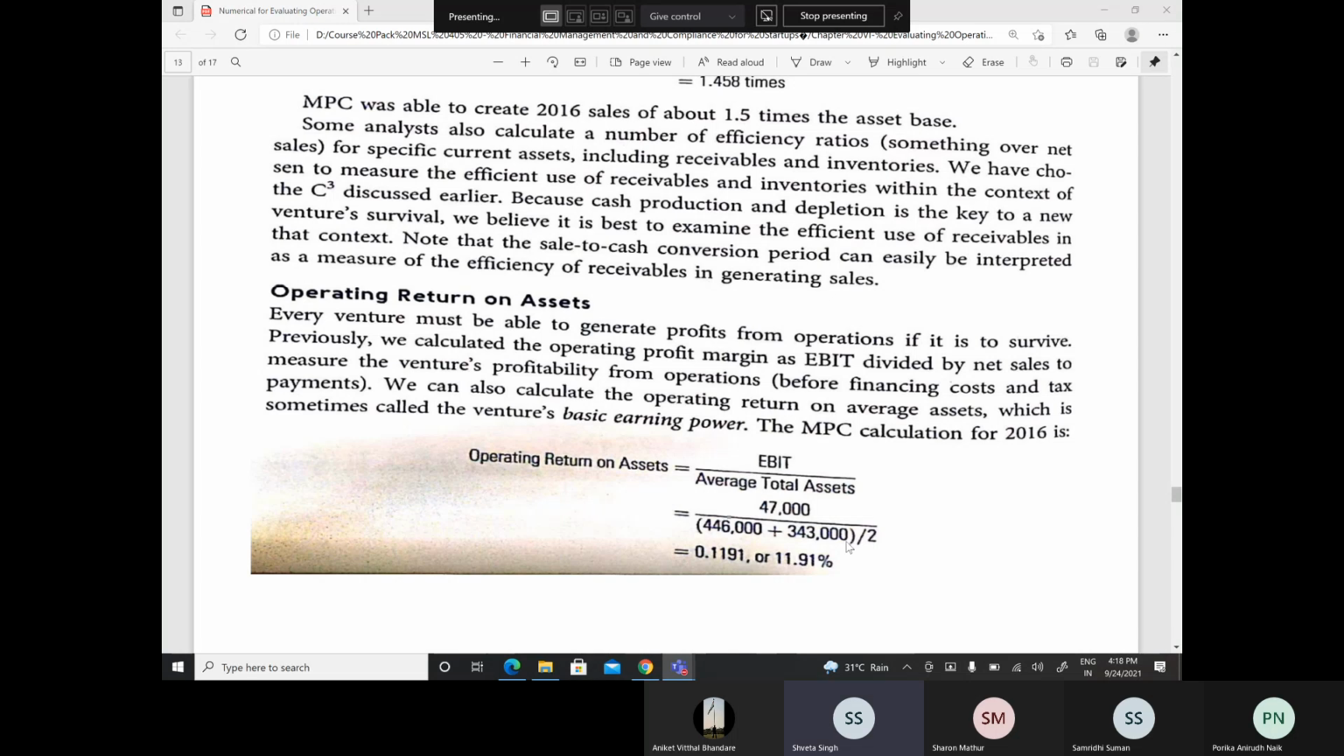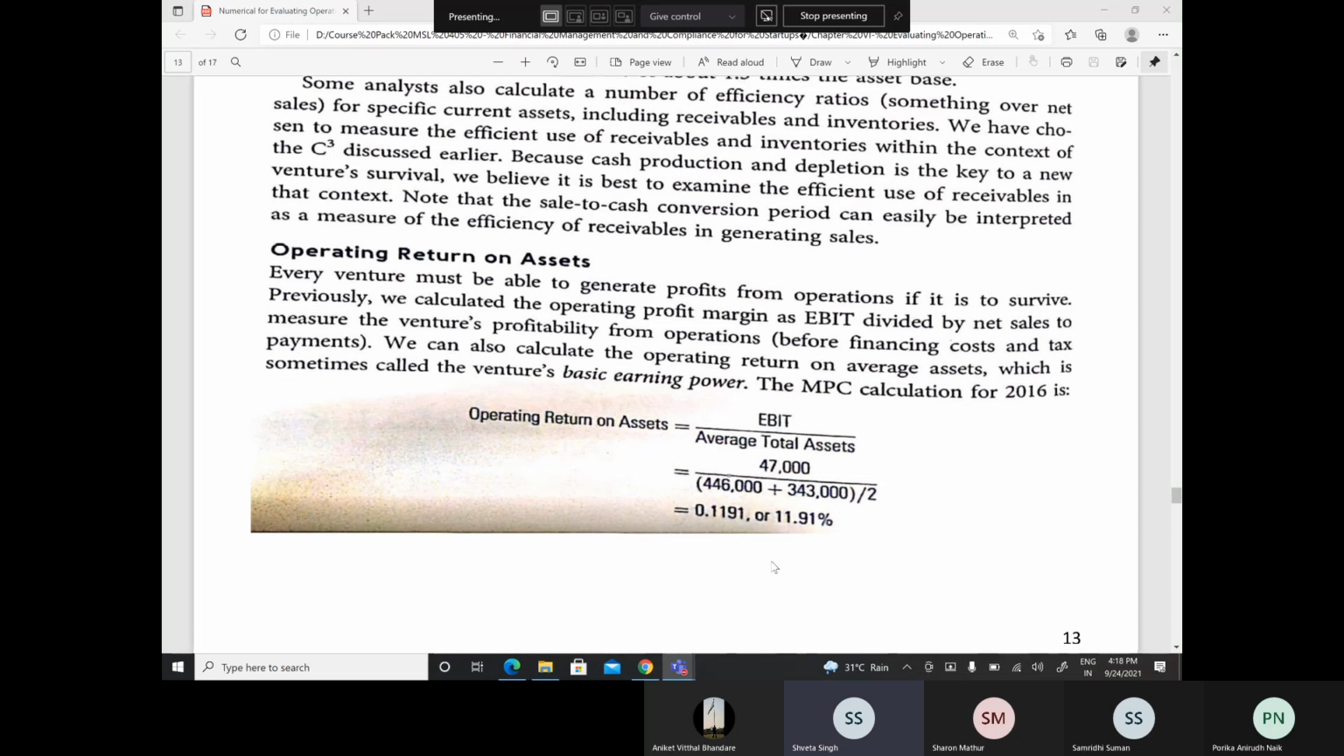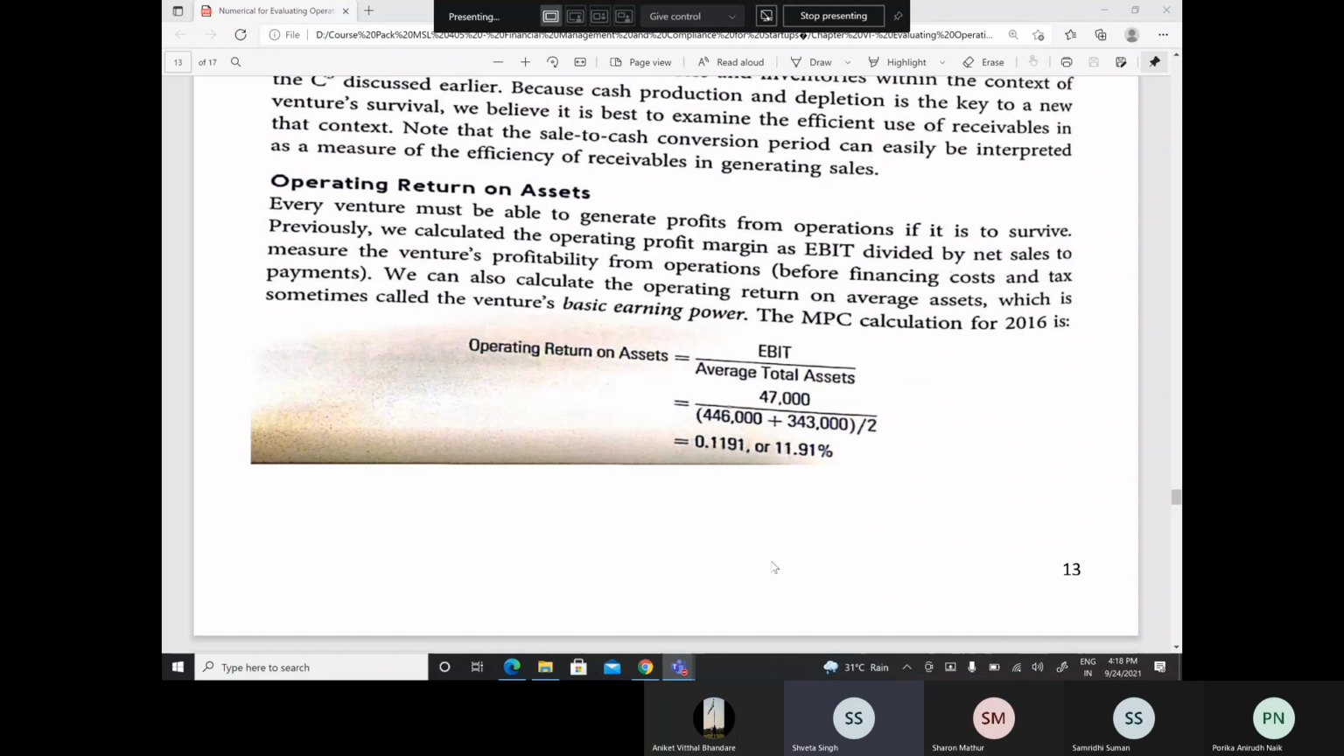Okay, everyone. Then we come to the operating return on assets ratio, which is basically EBIT upon assets. Every venture must be able to generate profits from operations if it is to survive. Previously, we calculated the operating profit margin as EBIT divided by net sales to measure the venture's profitability from operations before financing costs and tax payments. We can also calculate the operating return on average assets, which is sometimes called the venture's basic earning power.